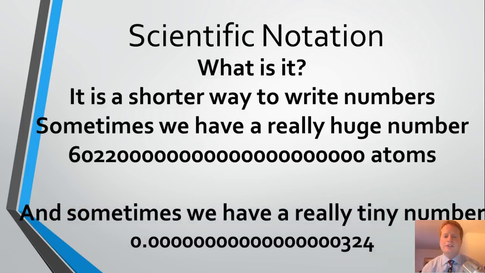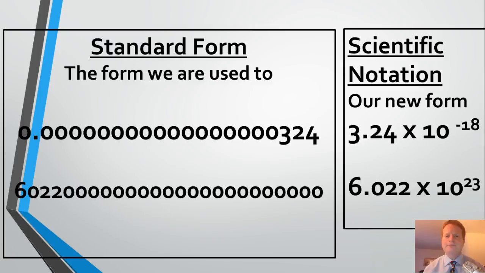But we also use this if it's a very small number. For example, this number is very tiny, a number like 0.0000, etc., 324. So this is a nice condensed way to write that number. At the very least, it's a shorter way to write these numbers, and it looks a lot more neat when you write these without including all of those zeros.